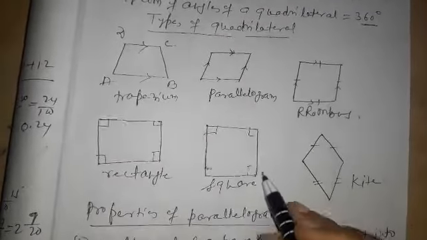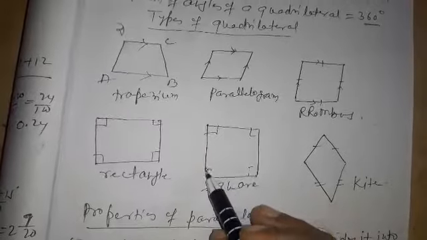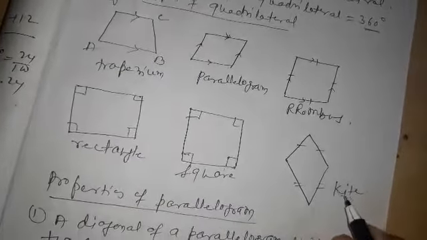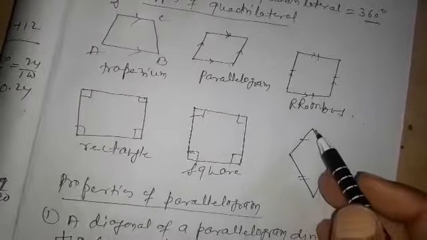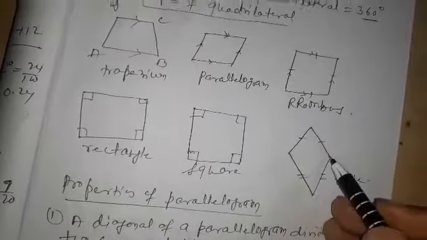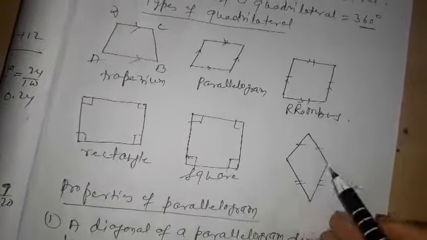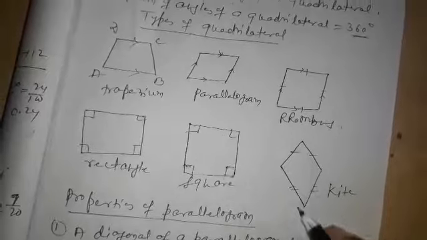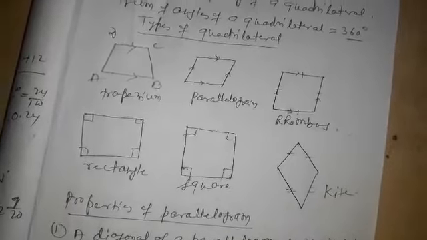Square is a quadrilateral whose all sides are equal and each angle measures 90 degrees. And one is kite. Kite means a pair of adjacent sides are equal. Means these two sides are equal and these two also are equal.